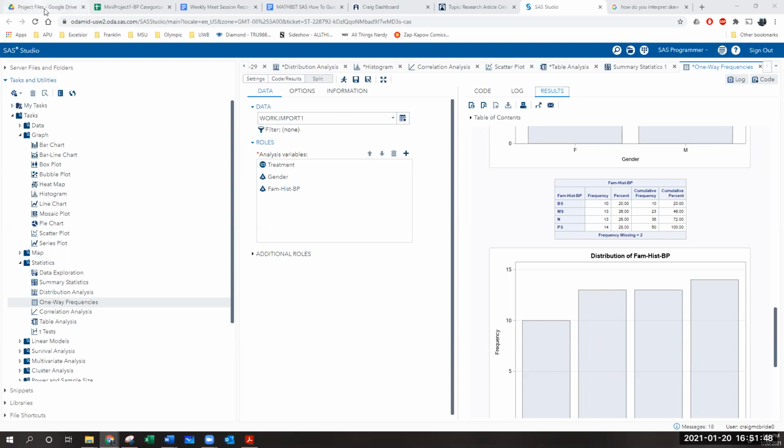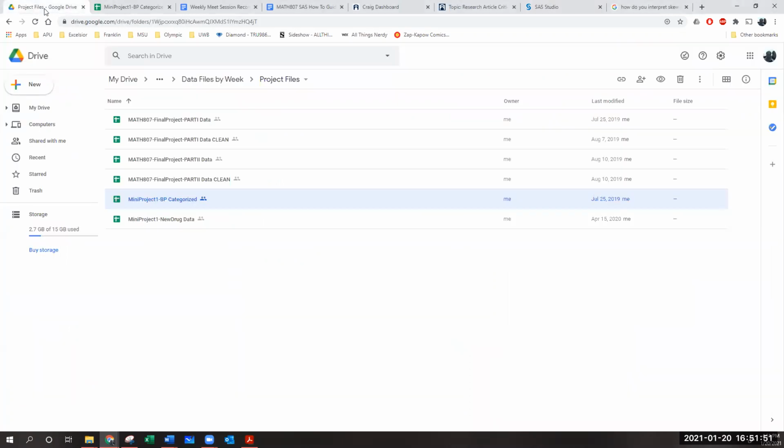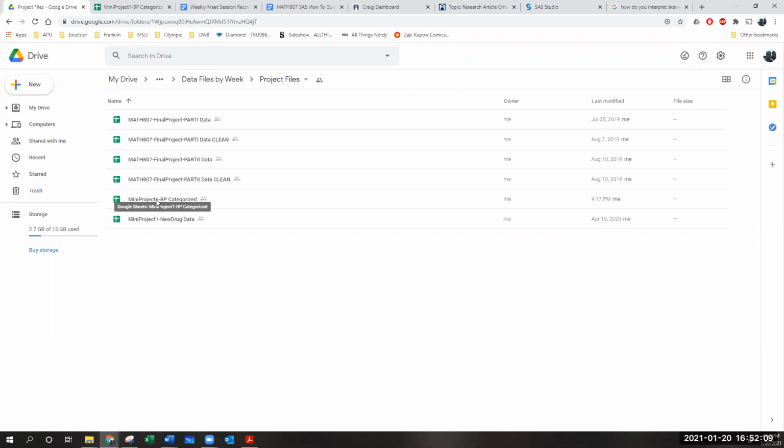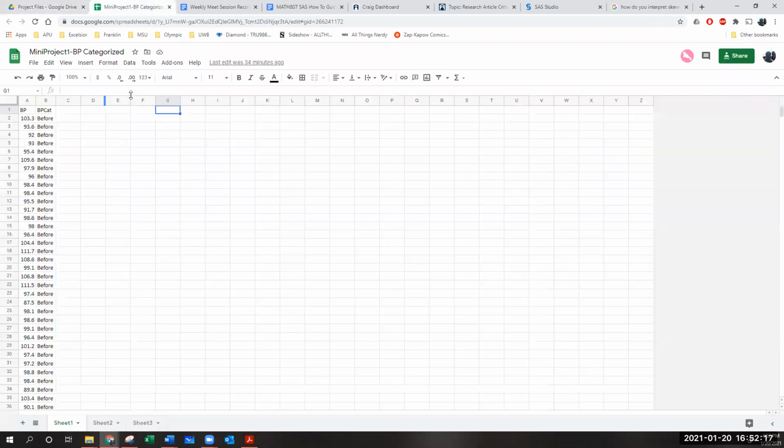So if you go to our Google folder, can you get to our Google folder? Yes. So from the main page, you go to data sets and then data files by week and then project files. You'll see down here, mini project 1 BP categorized. That's the file that you're going to want. If you look at it, you'll see that it has all the BPs under one variable name, which is what you need, and then a categorizing variable to categorize them. That's what you have to have in SAS in order to run a side-by-side.